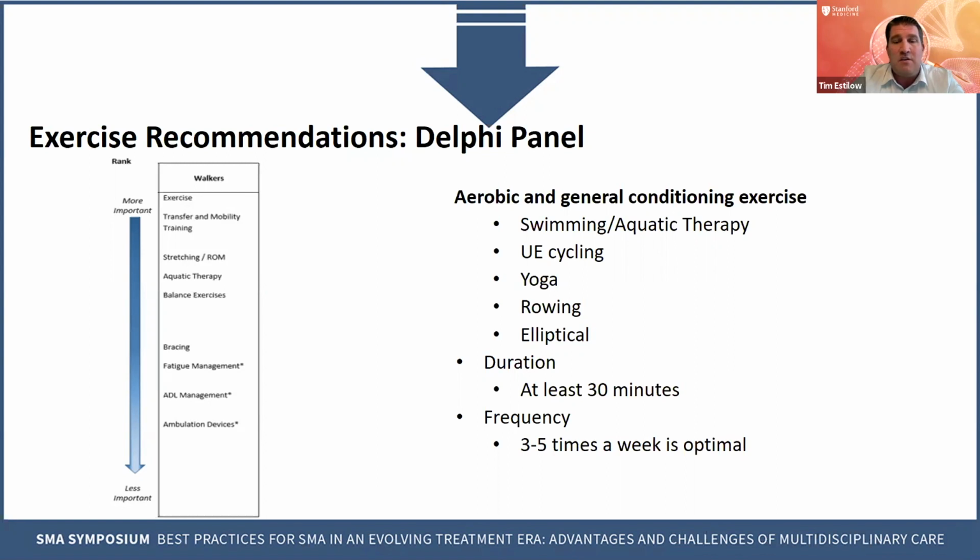So to the right here, you can see what this Delphi panel resulted in, and what we should do for aerobic and general conditioning exercises. So swimming, aquatic therapy, which we've talked a lot about, upper extremity cycling, yoga, right? Great for core strength, flexibility, balance, rowing, elliptical. A lot of these exercises, cycling, rowing, elliptical, are concentric exercises where the muscles are shortening in both directions. From other neuromuscular diseases, they believe these to be less damaging to the muscle and safe. We want these kids breaking a sweat at least 30 minutes a week. 3 to 5 times a week is optimal.